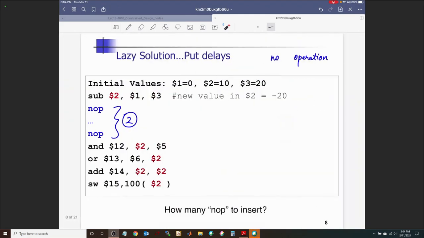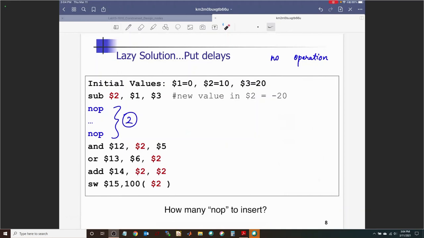Absolutely right. And this is a lazy solution, and there is a price to pay, right? Now, the time taken to execute all the instructions is going to be more. We have added two more instructions in the middle to do nothing.